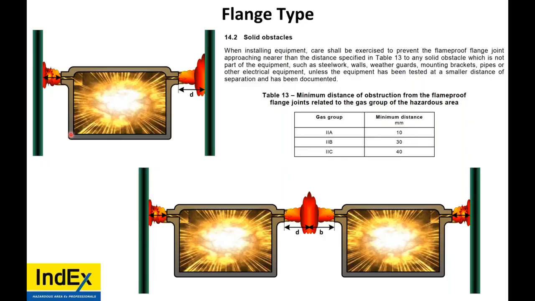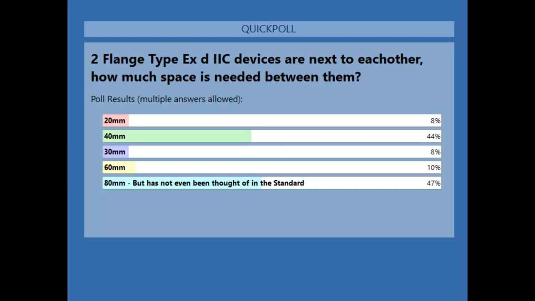About 81% and closed. Okay. So, the 8% that said 20 millimeters, no, that is not correct. So you refer to the standard 60079-14, 14.2. That's not one of the answers. The answer of 60 millimeters, that is also incorrect. The answer of 30 millimeters, no, that's for 2B. The direct interpretation of the standard is 40 millimeters.